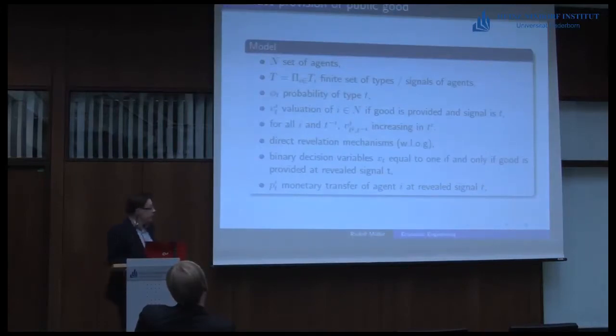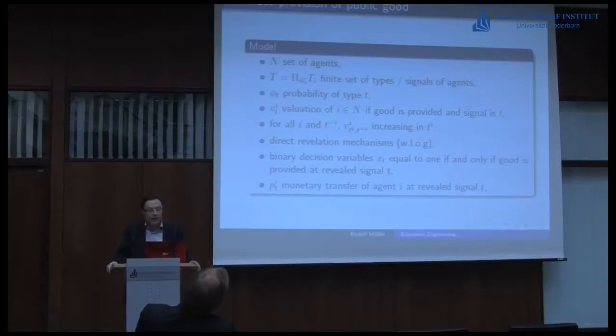So I need a bit of notation. We have this set of agents that you still remember. It's again called N. You will still remember it hopefully from Alex's talk. Then we have this T_i. Think of that as the possible signals or types that each of these agents can have. And then the product space over the T_i is the total type space. So the combination of types that can occur.